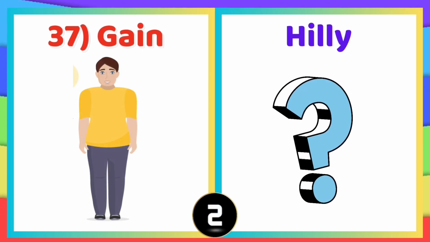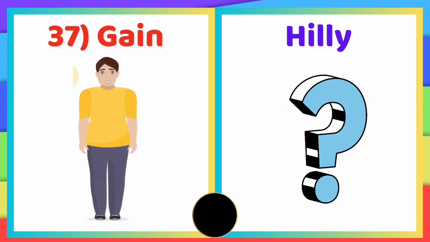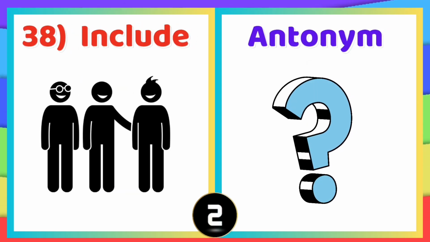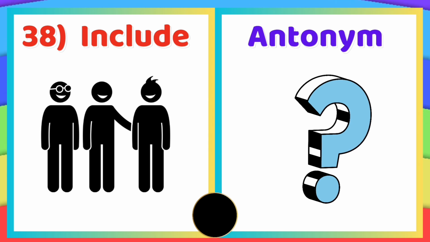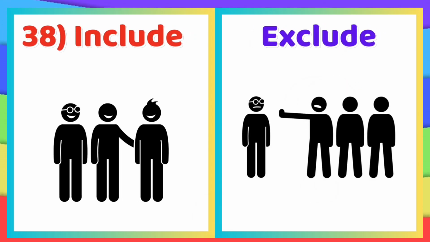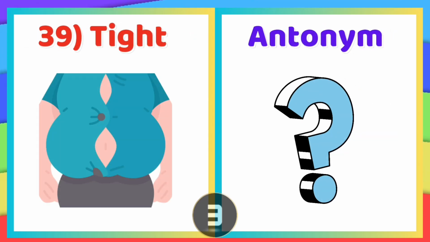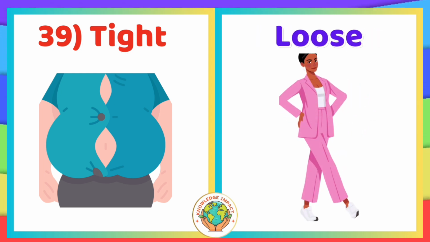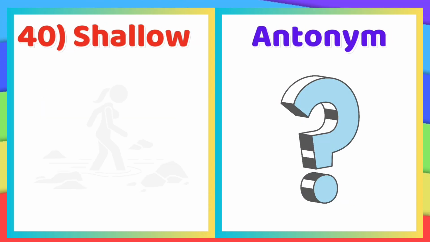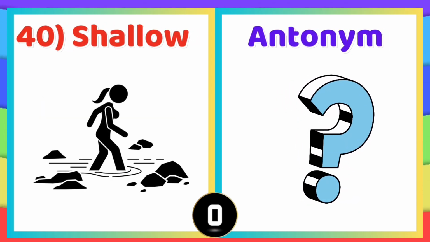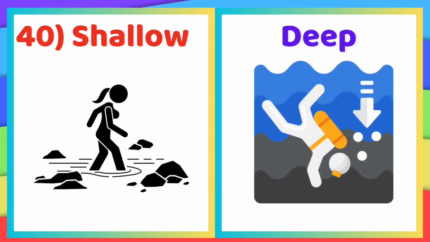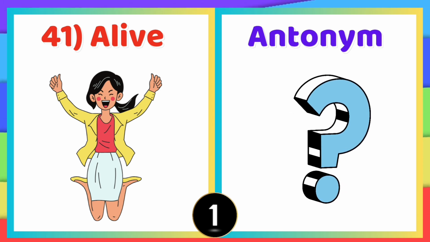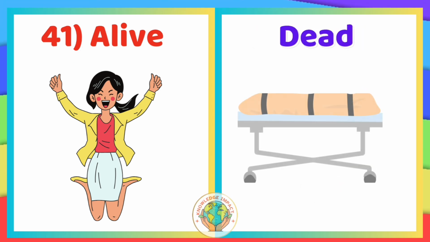What is the antonym of gain? Loose. What is the antonym of include? Exclude. What is the antonym of tight? Loose. What is the antonym of shallow? Deep. What is the antonym of alive? Dead.